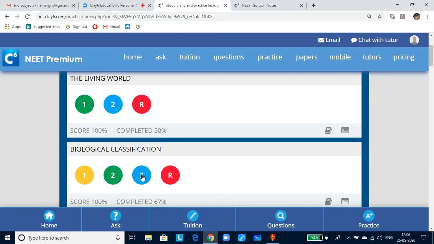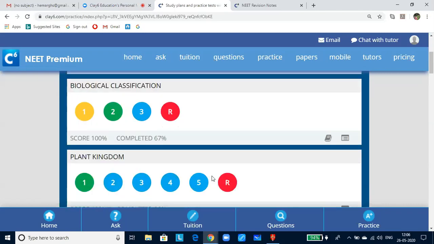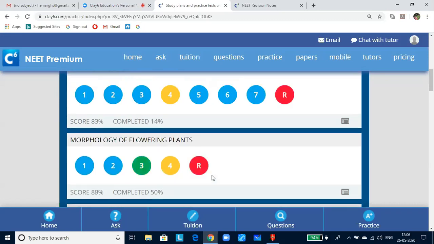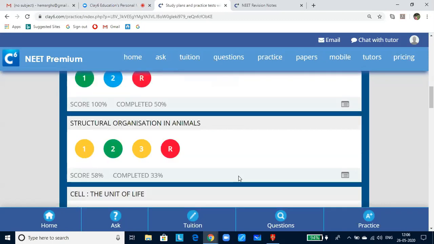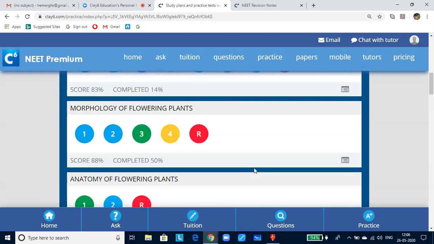Here, after you complete all the individual tests, if you still want to check whether you are able to recollect randomly, then you can do this test. And if you look at it here, for all the chapters we have tests, and the number of tests varies depending upon the complexity of the chapter and also its importance in the NEET examination.